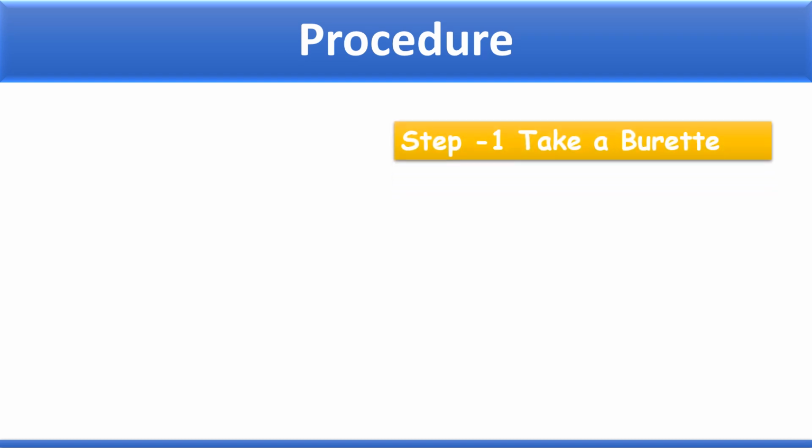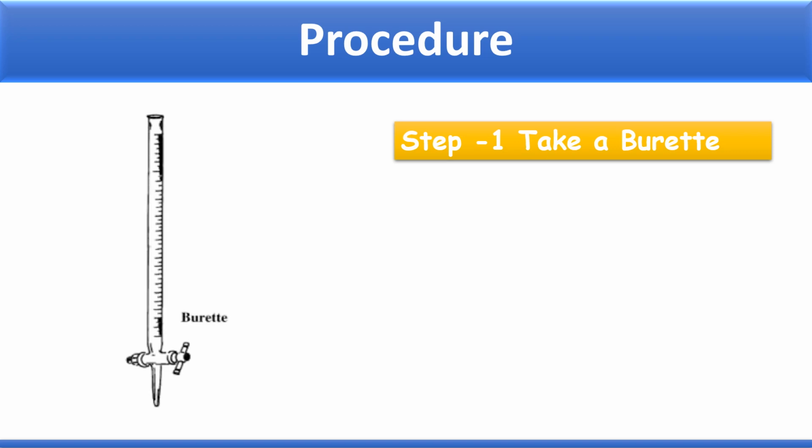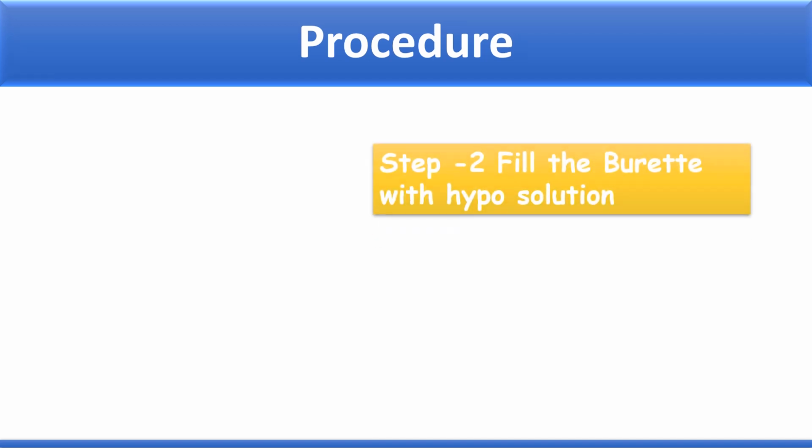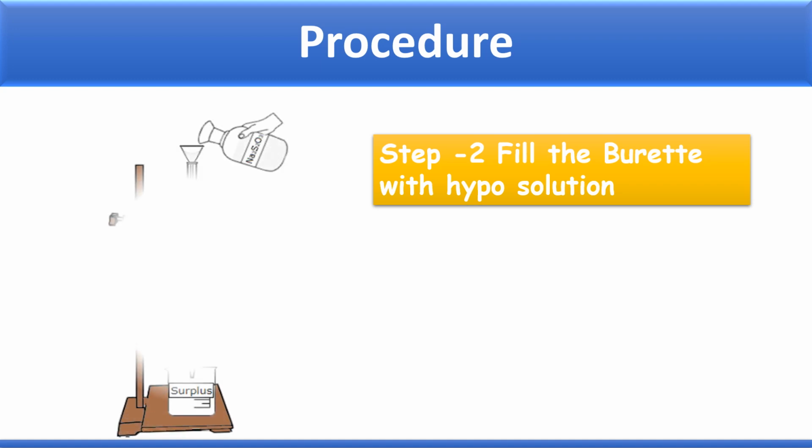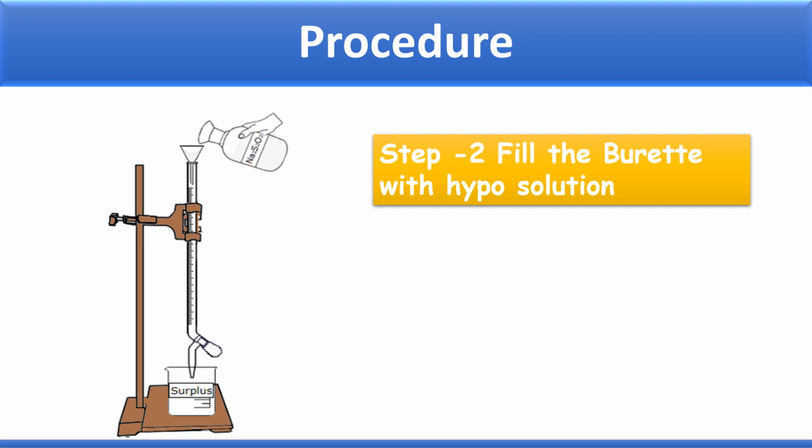So step 1, take a burette. Step 2, fill the burette with hypo solution. So here we are filling the burette with the hypo solution. Always remember, first rinse the burette with the hypo solution and then fill it up to the mark with the hypo solution.